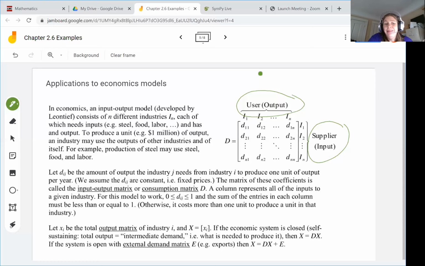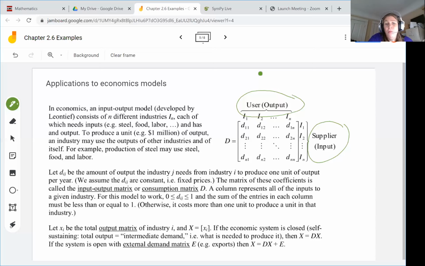And then we're going to let x_i be the total output of industry i, and we'll call matrix X all these x_i entries. It'll be a column matrix. So if the economic system is closed, self-sustaining, then the total output equals what's known as the intermediate demand. In other words, what is needed to produce it. Then in those cases, X equals DX. So our matrix D, our consumption matrix, multiplied by the output matrix.